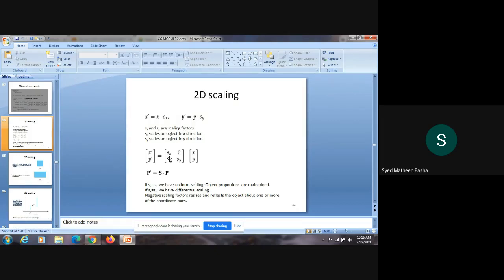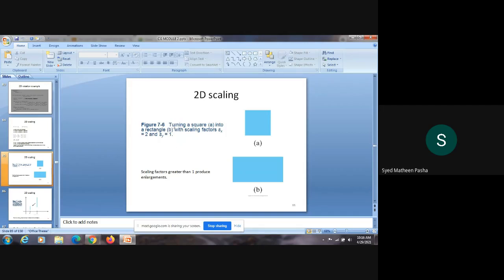Then we saw an example where you are turning a square into a rectangle with scaling factors Sx equal to 2 and Sy equal to 1. In this condition Sx value is greater than 1, so you produce the square as a rectangle. You are doing enlargement there because the scaling factor value is greater than 1. So if the scaling factor is greater than 1, we enlarge that particular object. Suppose this is a square, after enlargement this square becomes a rectangle.